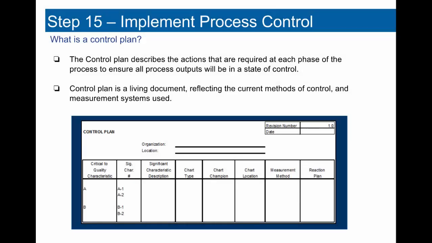Finally, we need to establish a control plan. The control plan helps us describe the actions that are required at each phase of the process to ensure that all process outputs will be in a state of control. This is a living document that reflects the current methods of control and the measurement systems that are being used.